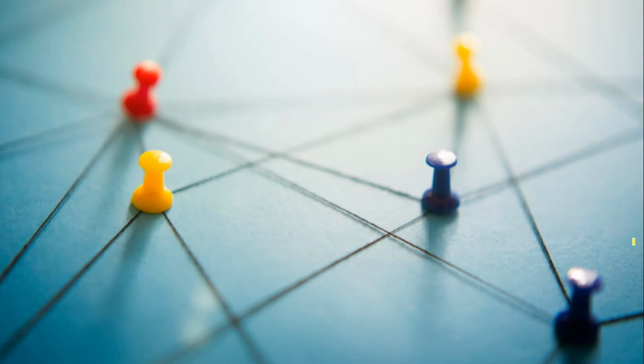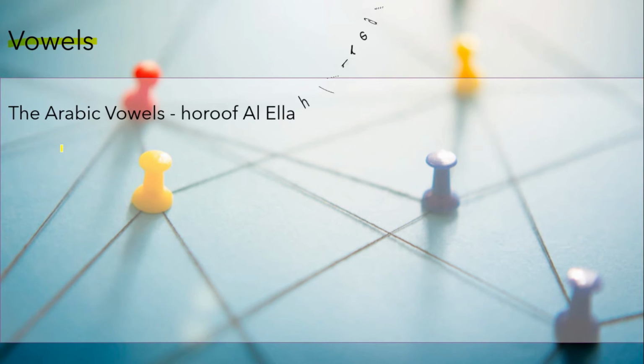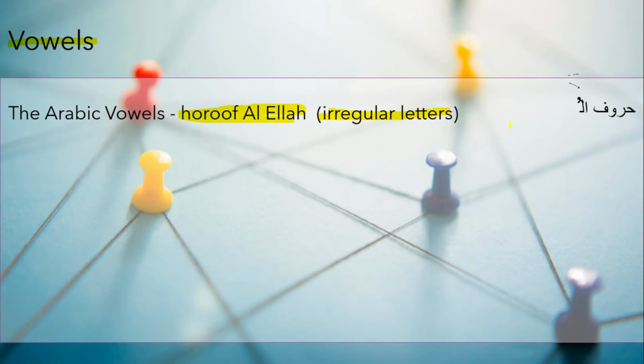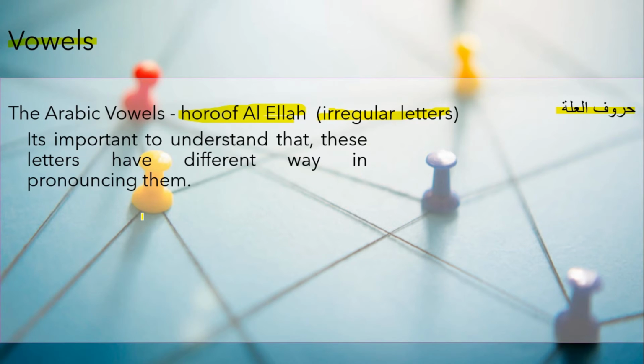Now let's go to the topic, vowels. Vowels are really something interesting because sometimes you'll have some letters gone, some letters stay, some letters disappear, some letters appear. It's really strange. That's why we are saying irregular letters. It's the perfect naming for that. So huruf al-illa in the Arabic language. It's important to understand that these letters have different ways of pronouncing them.